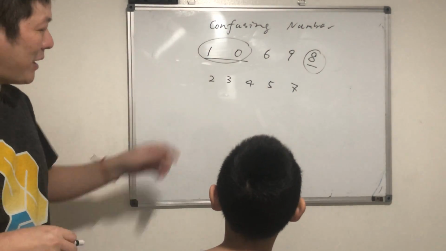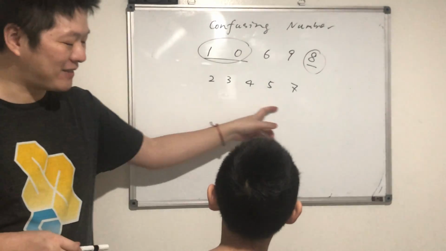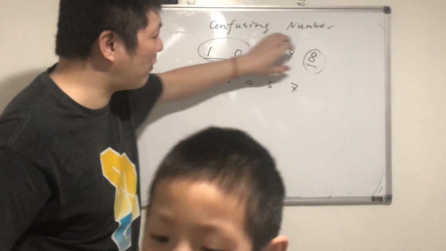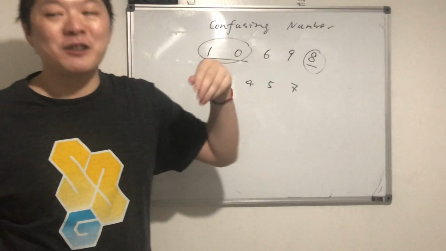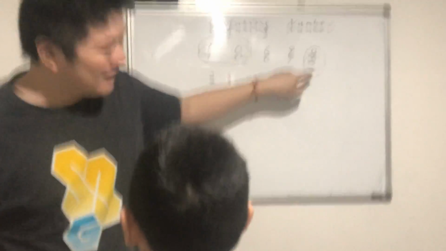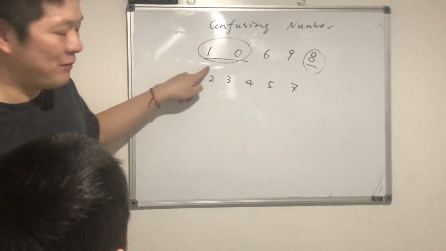Yes. But how about if you look at the other numbers upside down? It doesn't make sense, right? Yeah. Okay, so that's the difference. For those five numbers, if you look at them upside down, they don't become a valid number. So these are confusing digits, I would say. But these are invalid numbers.